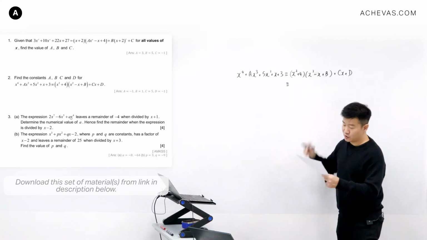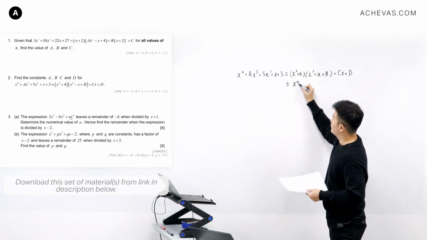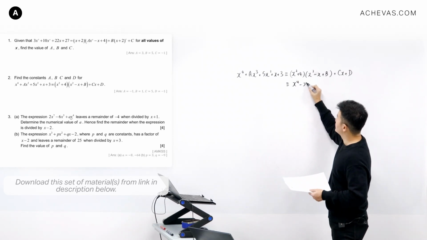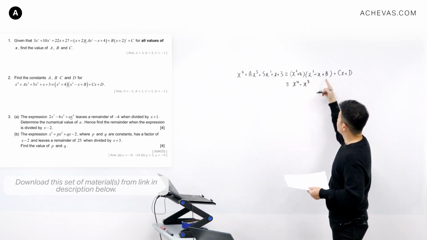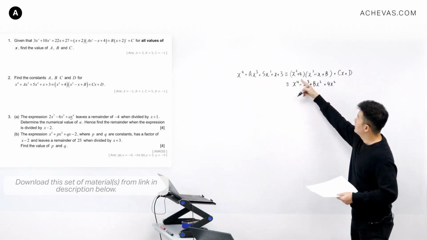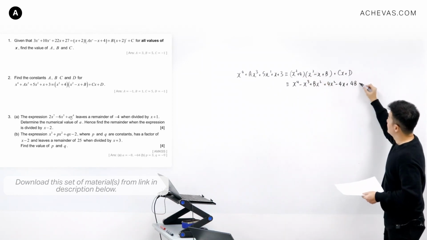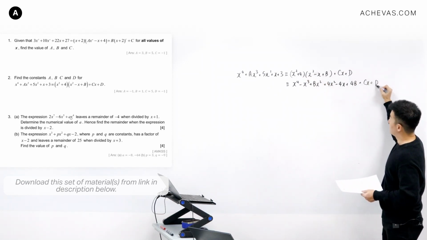So on the right hand side, let's try to expand this. It is going to be this times this. This gives me x to the power of 4. This times this gives me minus x to the power of 3. This times this gives me plus bx squared. This times this plus 4x squared. This times this minus 4x plus 4b, which is this multiplied by this, then plus cx plus d.